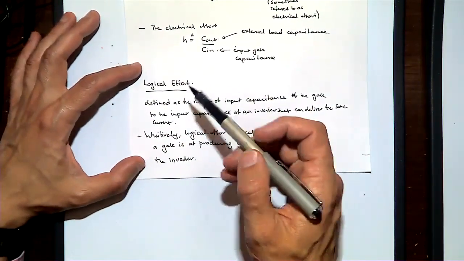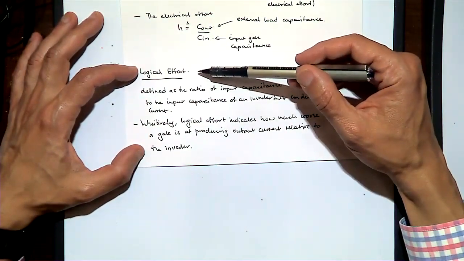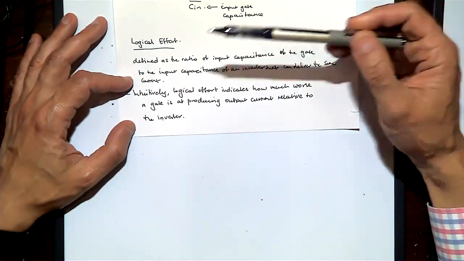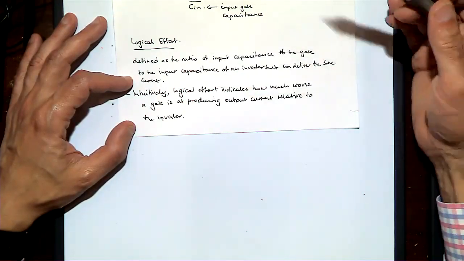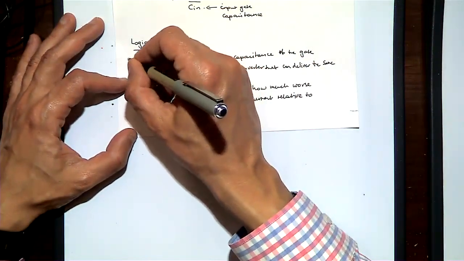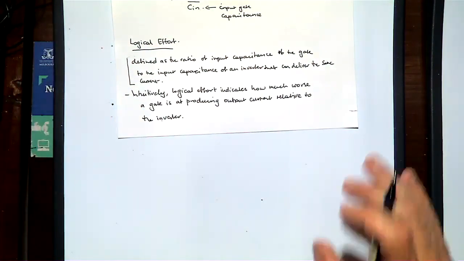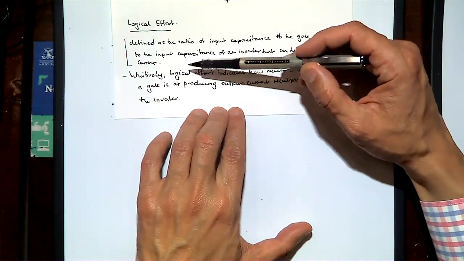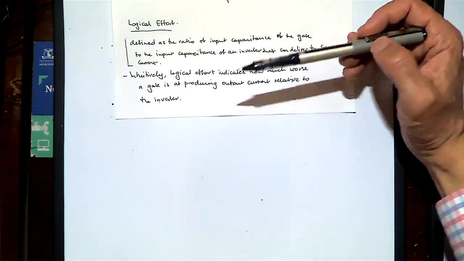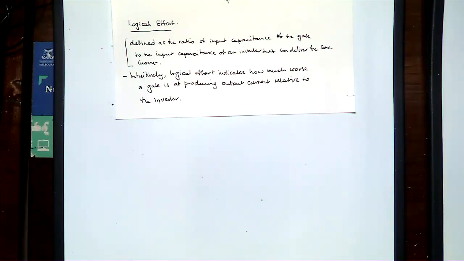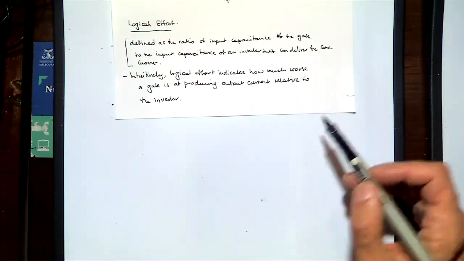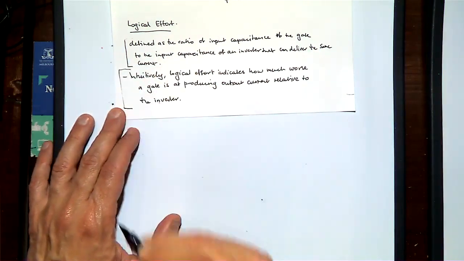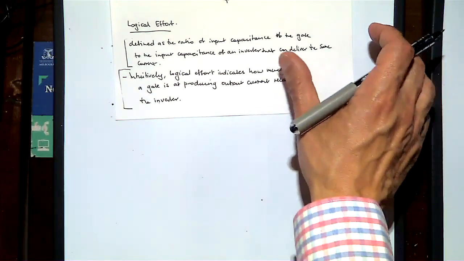Now let's define logical effort, and spend the next couple of minutes talking about it. Logical effort is defined as the ratio of the input capacitance of the gate to the input capacitance of an inverter that can deliver the same current. That's just a definition, right? But intuitively, what it's really saying is that it indicates how much worse that particular gate, an AND or an OR, is at delivering current or producing output current relative to a standard inverter. Okay, that's what logical effort actually means, or the intuition behind it.